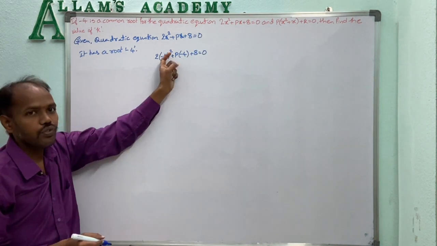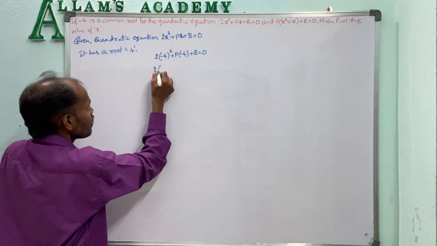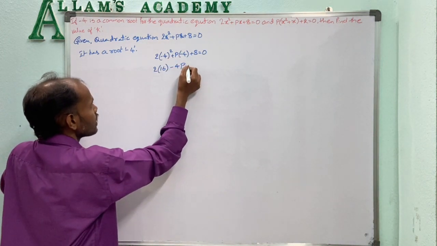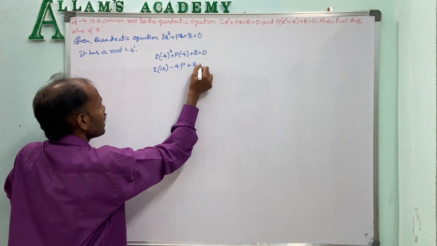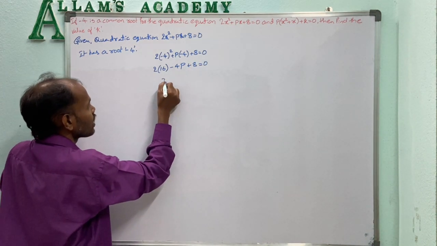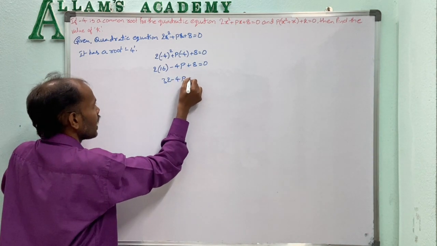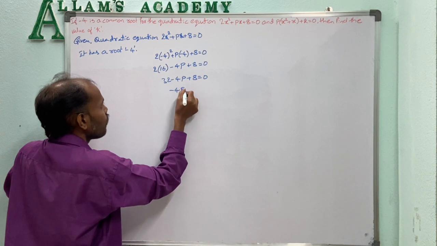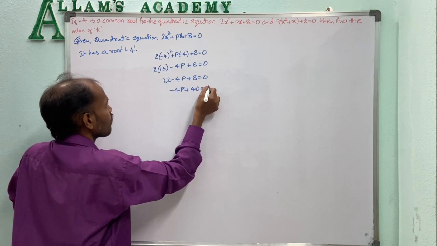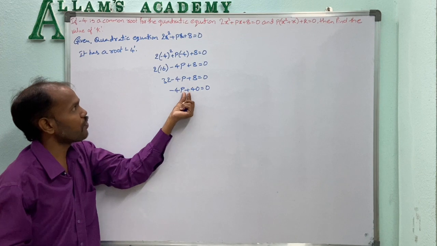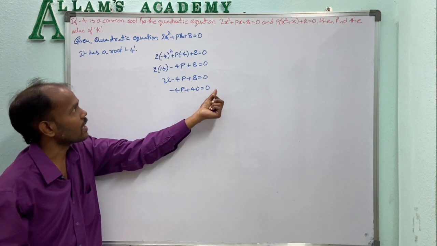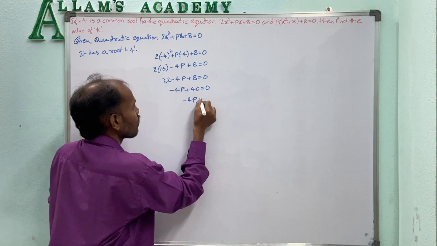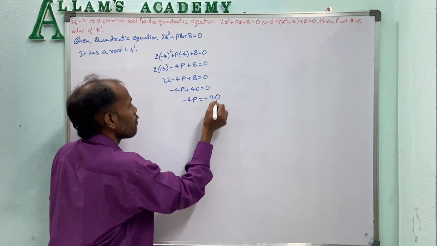Now minus 4 whole square is 16. So 2 into 16 plus p into minus 4 is minus 4p, plus 8 equal to 0. 2 16s are 32, minus 4p plus 8 equal to 0. 32 plus 8 is nothing but 40, so minus 4p plus 40 equal to 0. Plus 40 transferring to RHS is minus 40. So minus 4p is equal to 0 minus 40, which is minus 40.